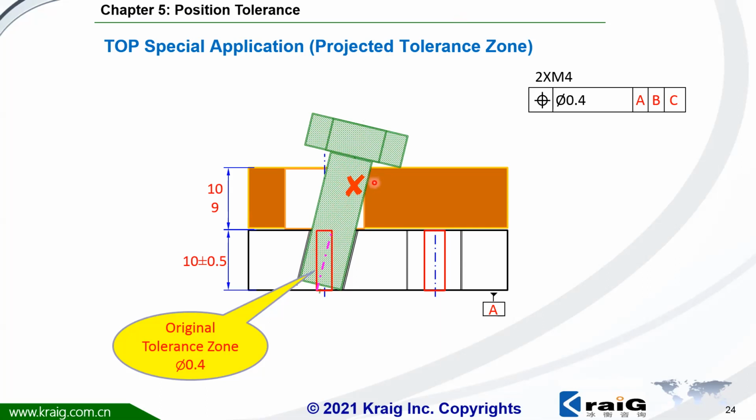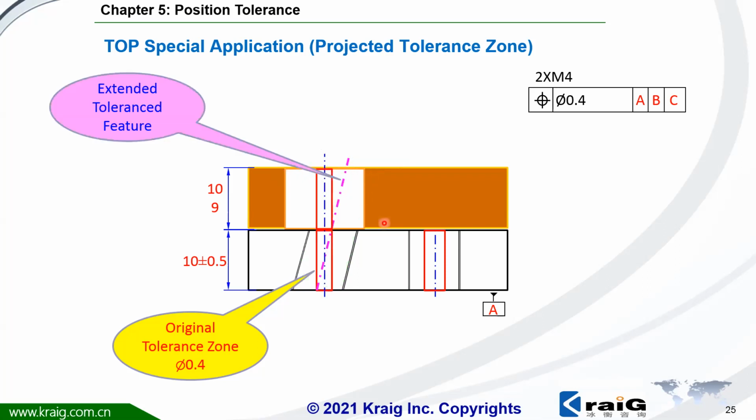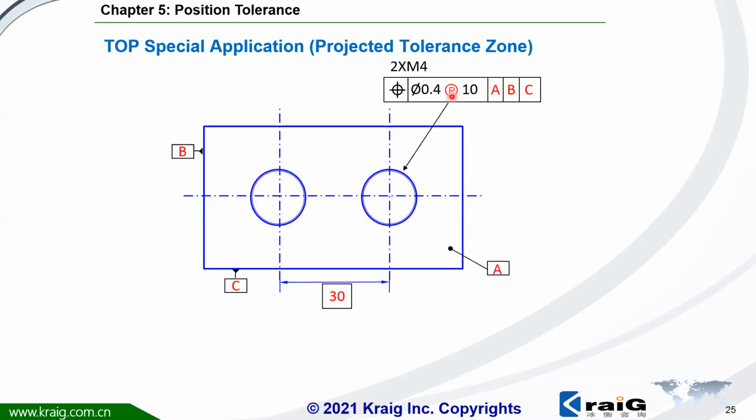From a function point of view, all you need to control is not this portion. You have to control the position of this portion, because this portion is going to mate with the hole. So how could we do that? This is what we want to control. We want to put this inside the tolerance zone. This is not what we want, because this portion is the function portion. That's why we put the P circle here, representing that the tolerance feature is the projected feature. It's a projected portion. The projected length is 10.